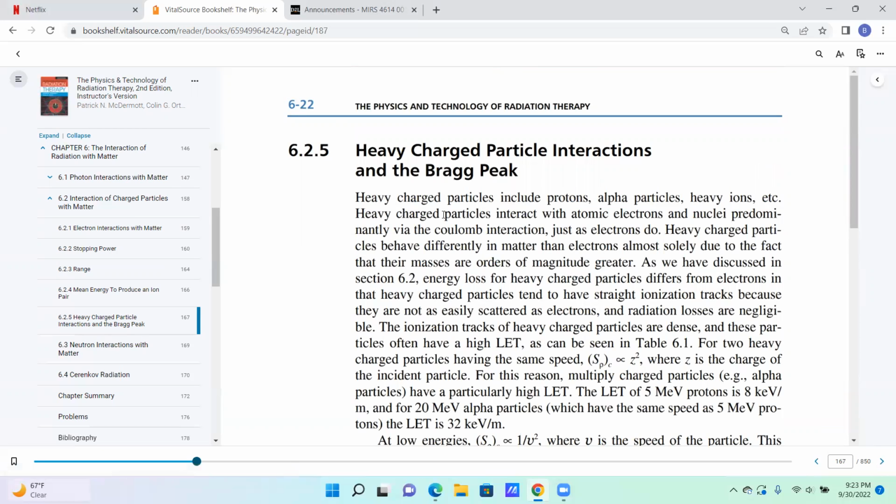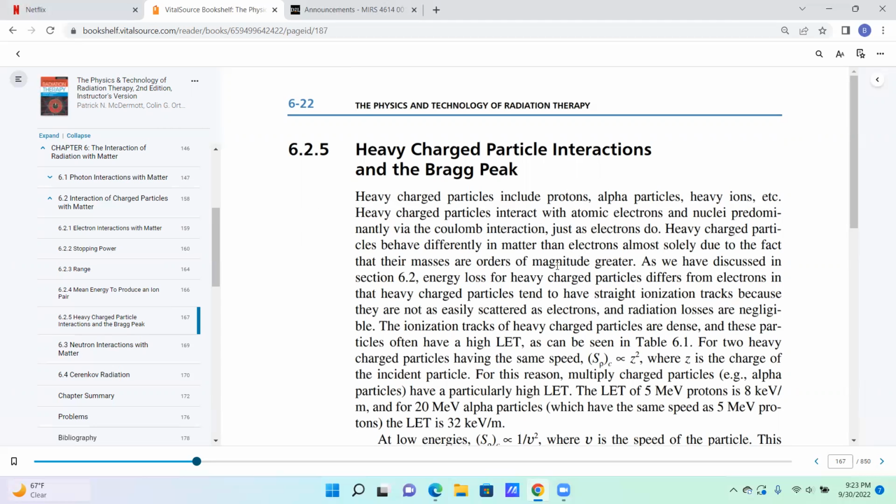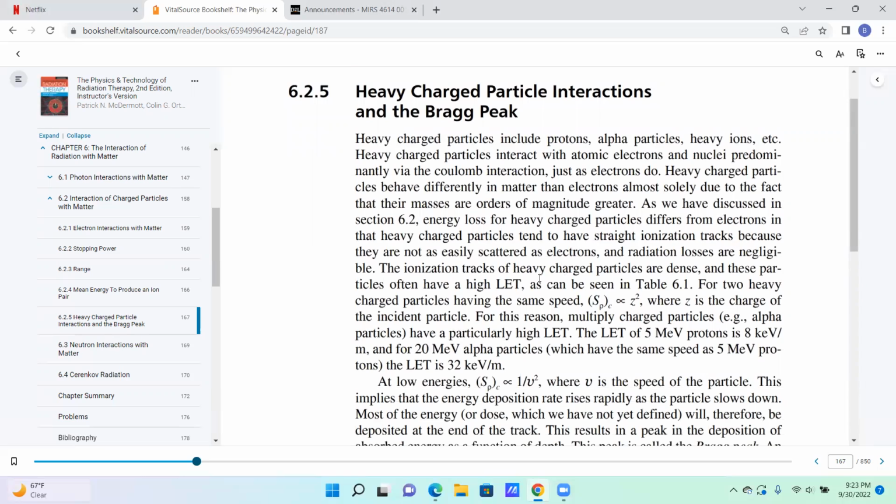Now, for those of you that might end up going into proton therapy, this will be of interest for you. Heavy charged particles, including protons, alpha particles, heavy ions, etc. Basically, charged particles except for an electron and a positron. They interact with atomic electrons and nuclei predominantly via the Coulomb interaction, just as electrons do. These particles behave differently from electrons almost solely due to the fact that their masses are orders of magnitude greater, about 2,000 times.